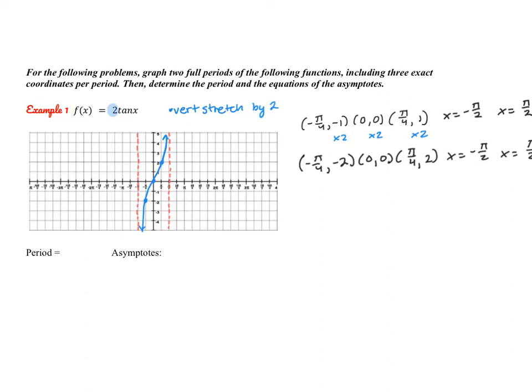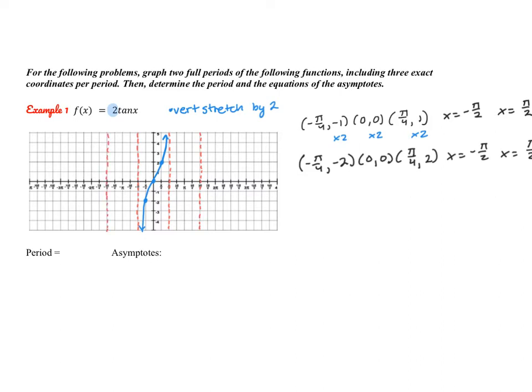So let's repeat this pattern again. It asks us to only graph 2 full periods, but see if we can do maybe one on the right and one on the left just for practice. So if we notice here that our asymptotes are pi units apart, so from negative pi over 2 to pi over 2, we can continue that pattern, and if we add another pi units, I'm going to have another asymptote. So I would have one at 3 pi over 2, and I can do the same to the left. I can go pi units to the left, and I have one at negative 3 pi over 2.